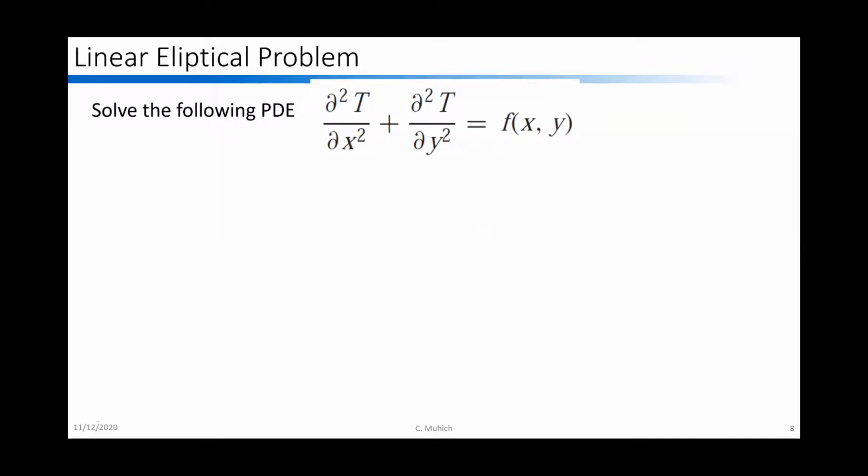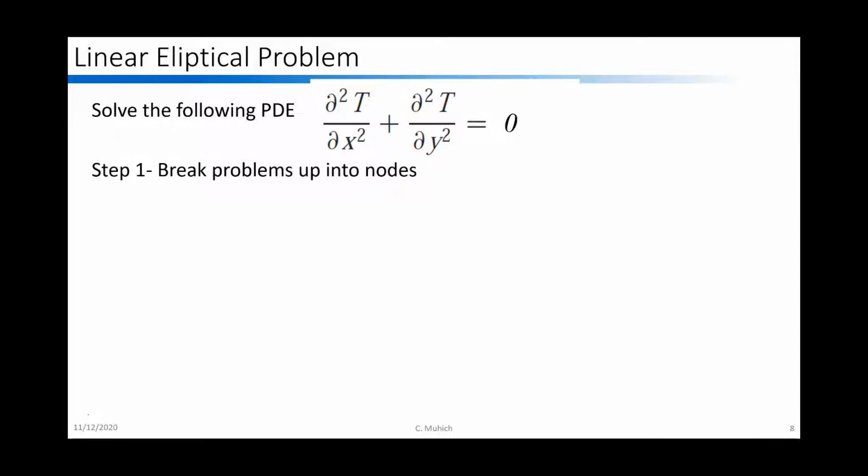So let's look at an example linear elliptical problem. Let's solve this following ODE. Here we have the second derivative of temperature with respect to x plus the second derivative of temperature with respect to y is some function of x and y. And to make this sort of physical, let's say that this is going to equal 0.